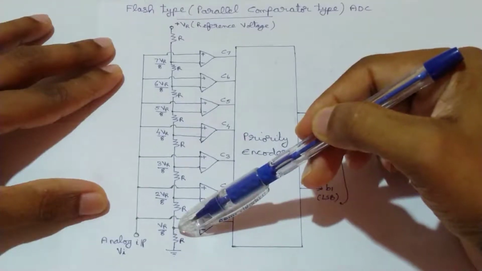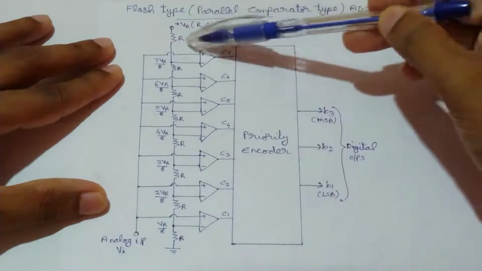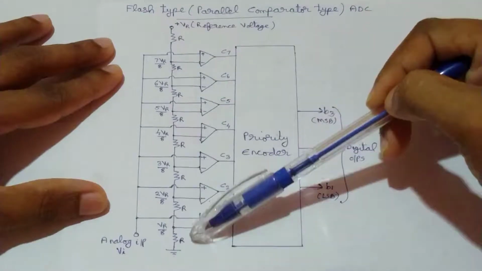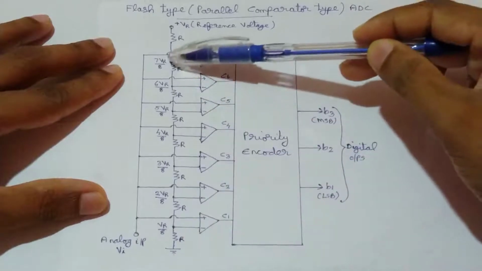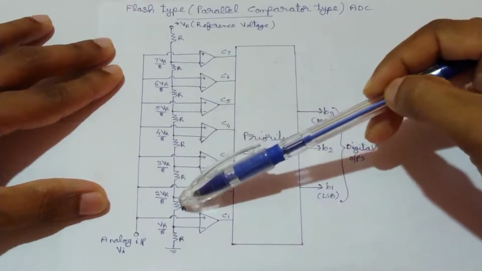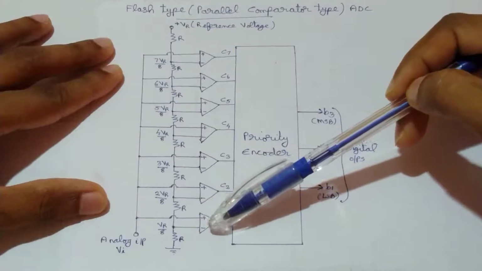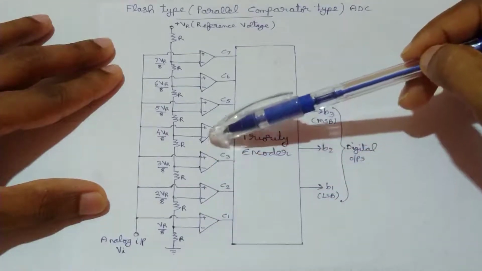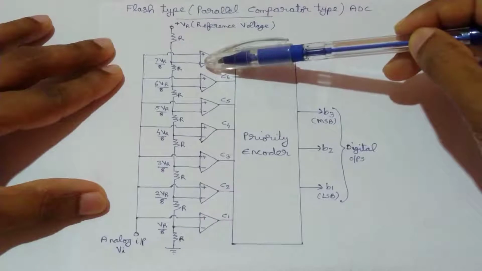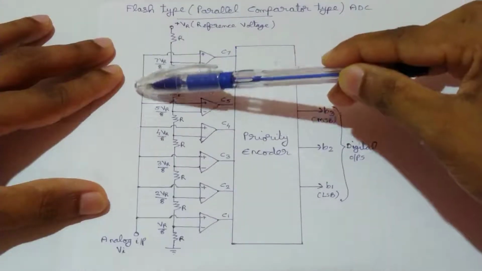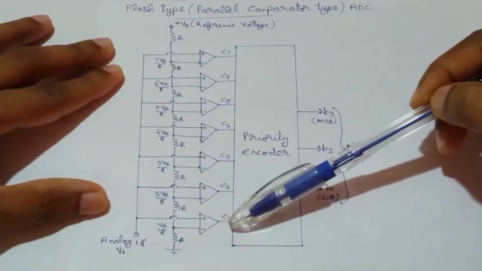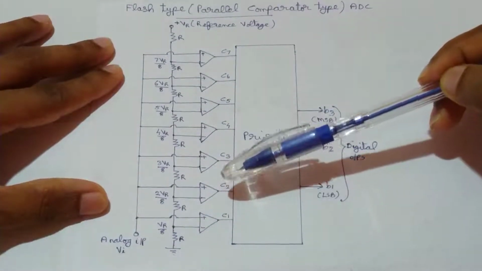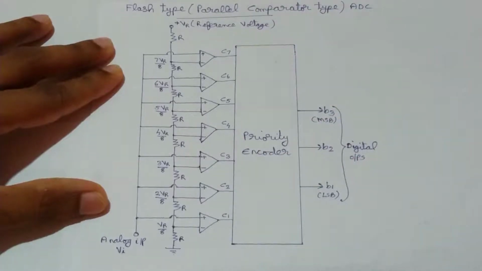To generate these reference voltages, we are using a number of resistors. By using this resistive network, we are generating a number of reference voltages, and these reference voltages are applied to the inverting terminal of the comparator circuit, and to the non-inverting terminal the analog input voltage VI is applied. So here we are comparing an unknown analog input voltage with a set of reference voltages.